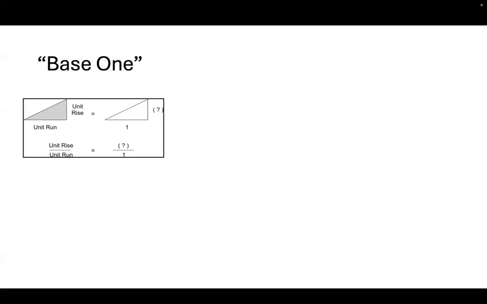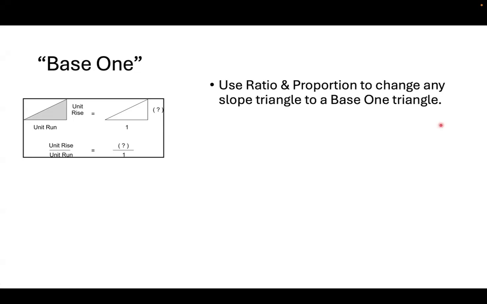Whenever we have a roof, it's going to have a slope that'll usually be given to us. And a slope is nothing but a ratio and proportion. There's a unit rise and a unit run. And we want to use that ratio and proportion to change any triangle to a base 1 triangle. So instead of having, let's say, 180 over 250, 7 over 12, a 1 over 2.4, whatever it may be, we want to turn that unit run into a 1, which means we divide it by itself. And then we have to do the same to the unit rise.